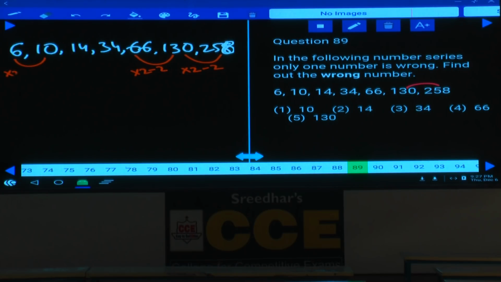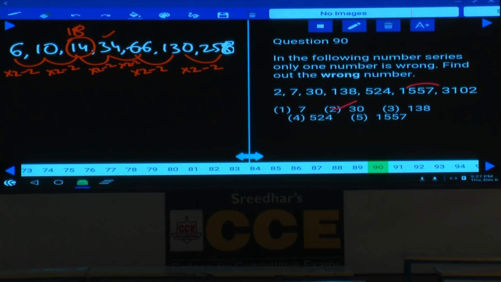Similarly, 6 into 2, 12 minus 2 is 10. 10 into 2 is 20 minus 2, the number must be 18. If it is 18, then 18 into 2, 36 minus 2 is 34. 34 into 2 minus 2, 66 is the number. Then what is the wrong number here? 14 is the wrong number and the correct number is 18. Now question number 89. Then 90th.